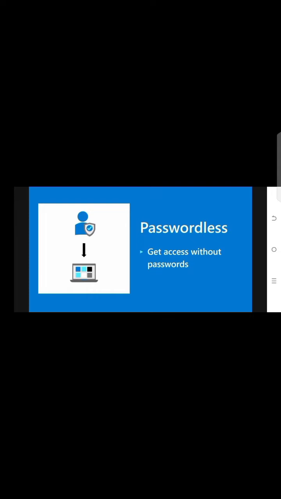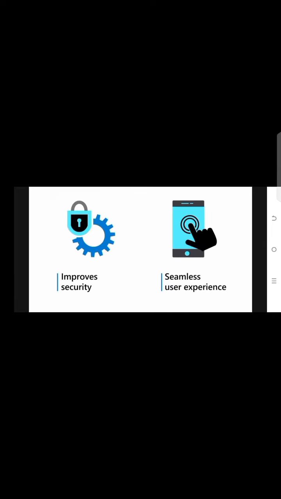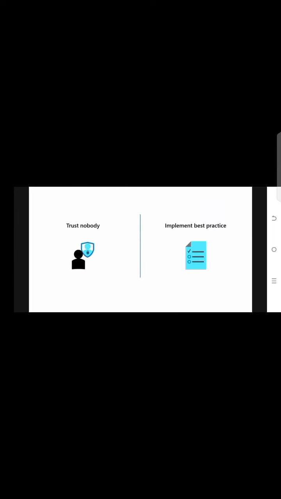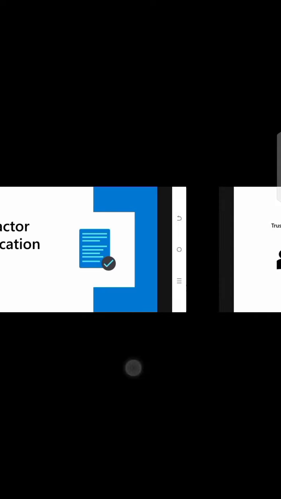Where you are not typing in anything, there should be an alternate. The most common one is biometric, like either your fingerprint or face or even your iris can act as a password to get access to your application or something. And this type of password improves security and seamless user experience. But you should not trust anybody with your password, and you should always implement the best practices running these days for passwords.